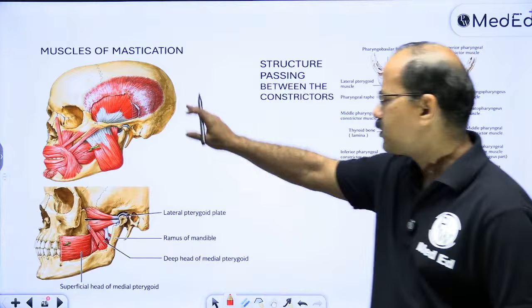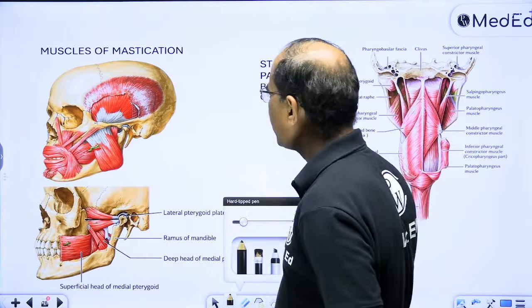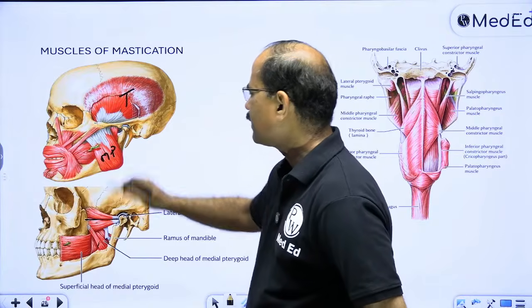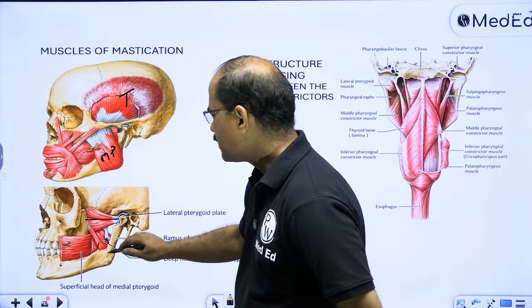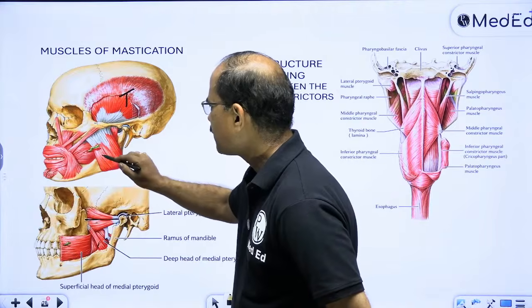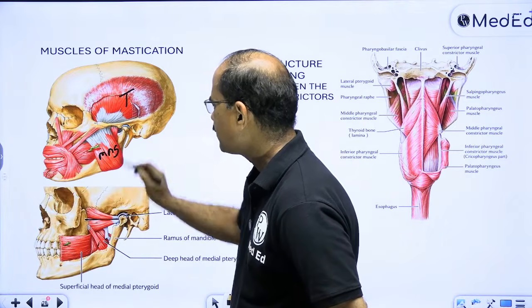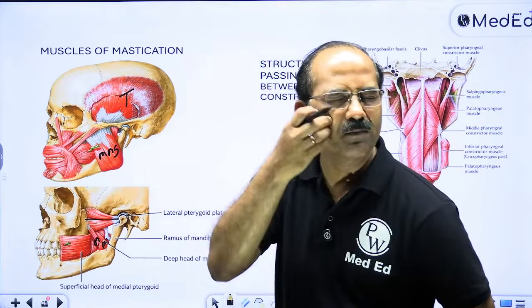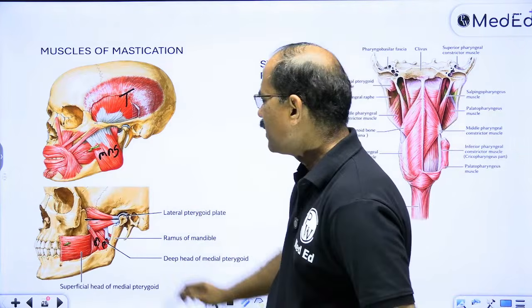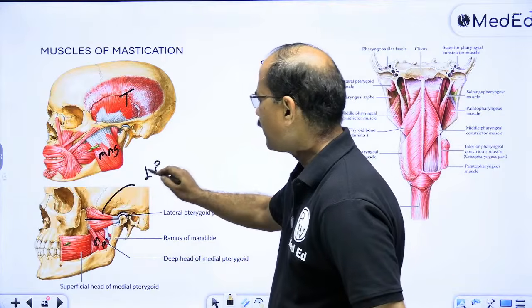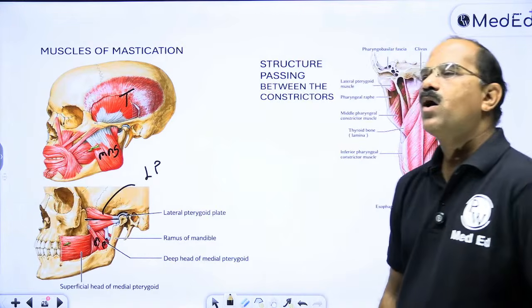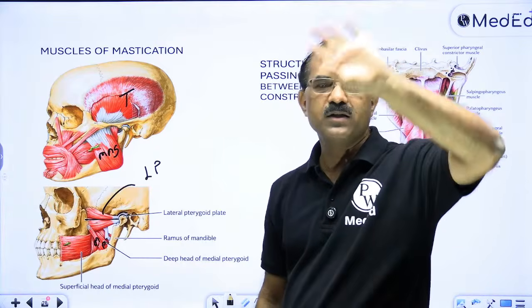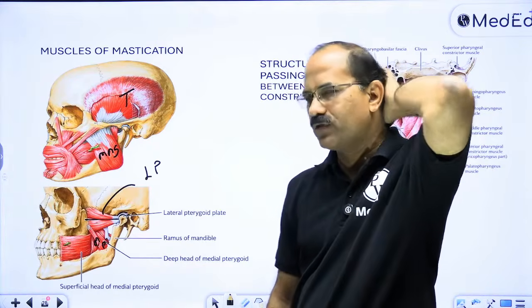Muscles of mastication. ये कौन है? Temporalis. That's a medial pterygoid. This is the masseter. I'm so sorry. मतलब angle पे बाहर is masseter, अंदर is medial pterygoid, and this is the lateral pterygoid. All the muscles of mastication are formed in the first pharyngeal arch.